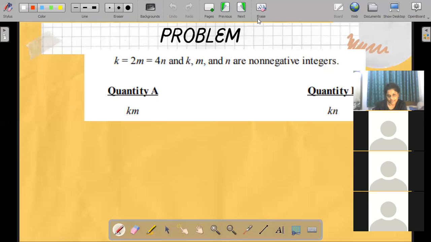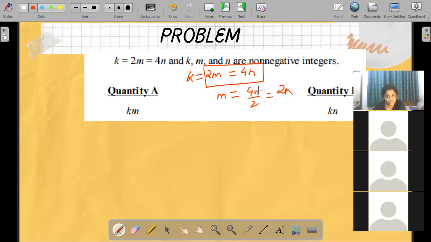Okay, let's just try it. Just for your understanding, you're saying k is equal to 2m is equal to 4n. That's equal to k. So leave k, because k has got nothing common with this. Let me work with these two, because they have something in common. So that gives me m is equal to 4n by 2, that is equal to twice of n.